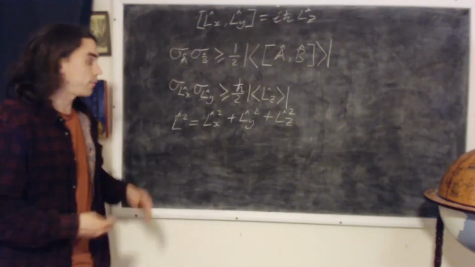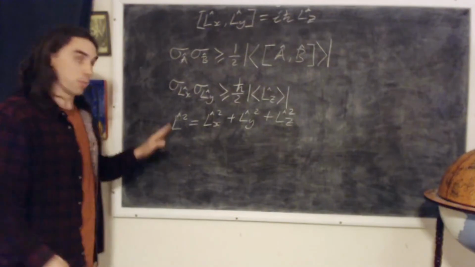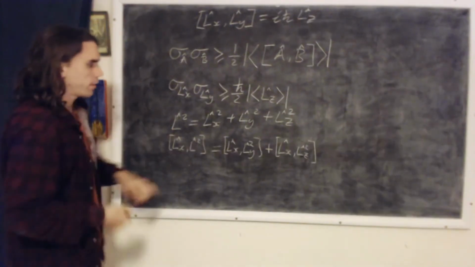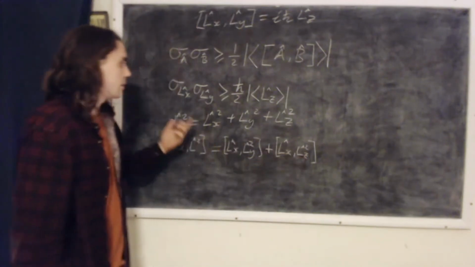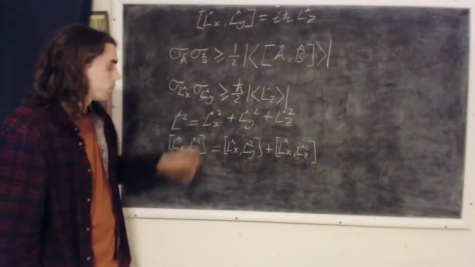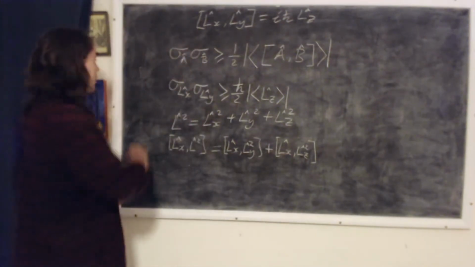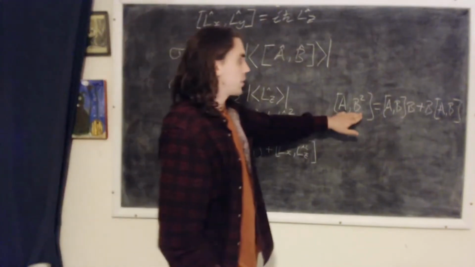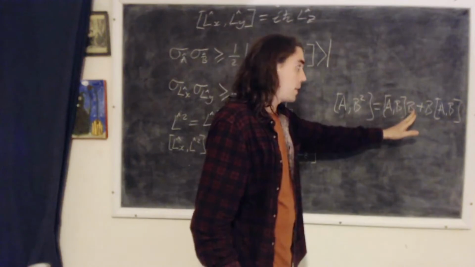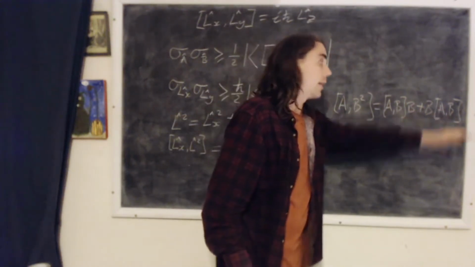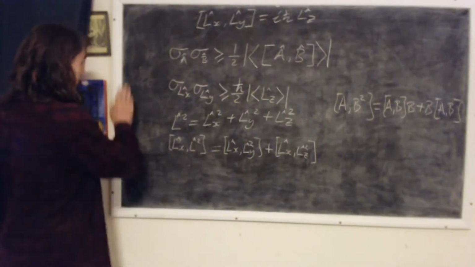And actually, it's quite straightforward to check that this commutes with all three of Lx, Ly, and Lz. For example, let's check with Lx. The commutator of Lx with Ly squared plus the commutator of Lx with Lz squared, because the commutator of Lx with Lx squared is 0. For each of these two, we can expand them using the relation that the commutator of A with B squared is the commutator of A with B multiplied by B, plus B multiplying the commutator of A with B. And so we get the following.